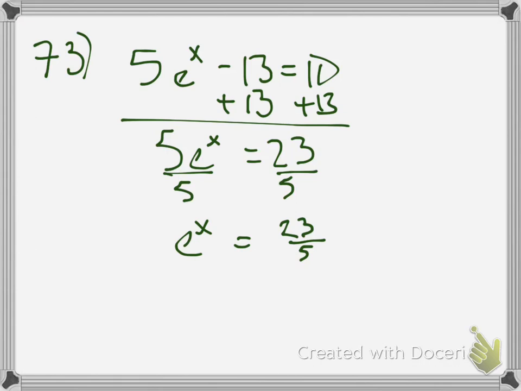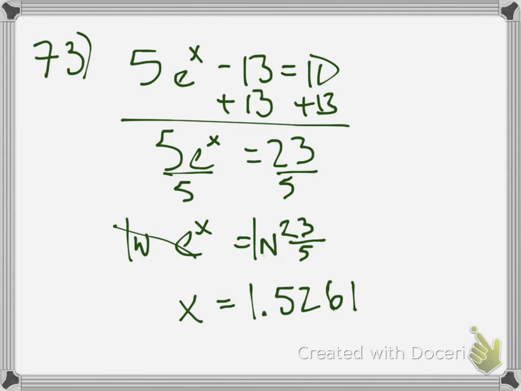Now when I've got it down to just e to the x, I can go ln, that's an n, trust me. Anyways, the e and the ln would cancel each other out, and then I could type in the calculator ln of 23 over 5, which would be 1.5261, or 1 and 5,261 10,000ths.